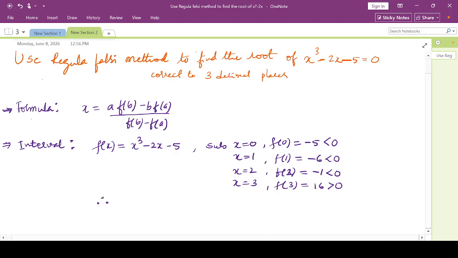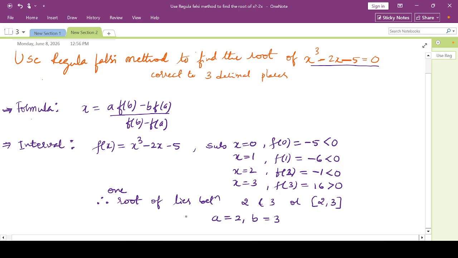Therefore, you can confirm that the only root of the given equation lies between 2 and 3. 2 for the negative value, 3 for the positive value. Or else you can also write it in the closed interval 2 and 3, and these are the values of a equal to 2 and b equal to 3.